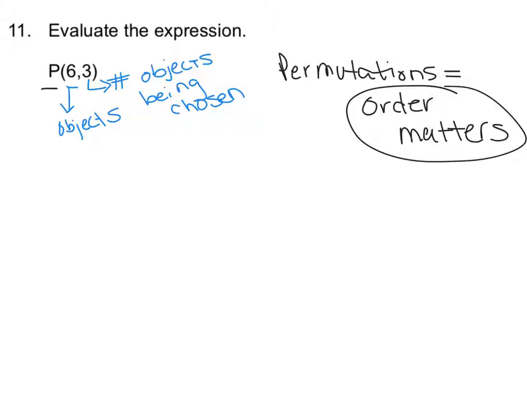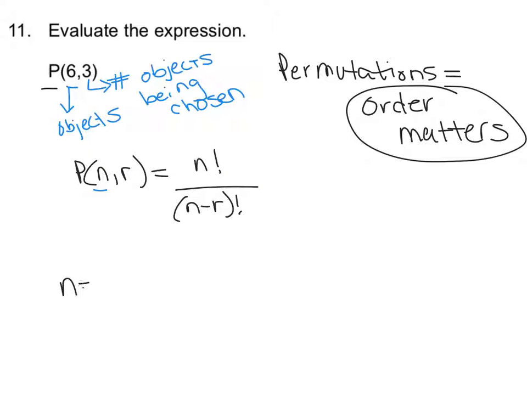The way we solve is we use a formula for permutations, and the formula is P n choose r equals n factorial divided by n minus r factorial. So the first number represents n, so in this case, n equals 6. And then the second number represents r, so in this case, r equals 3. And we'll just plug in the numbers for n and r and solve the problem.